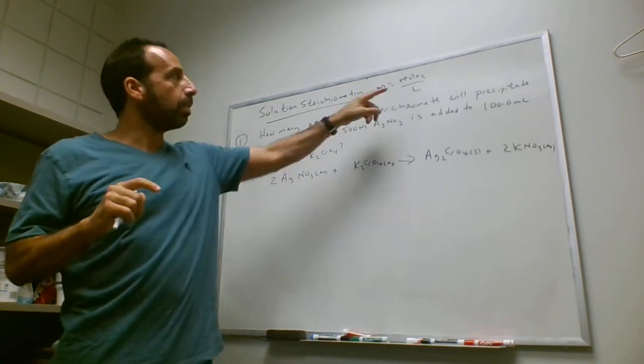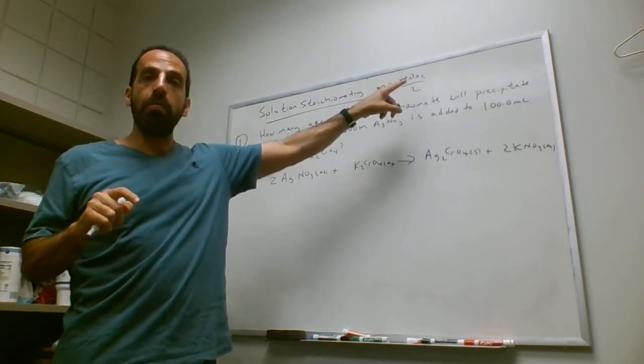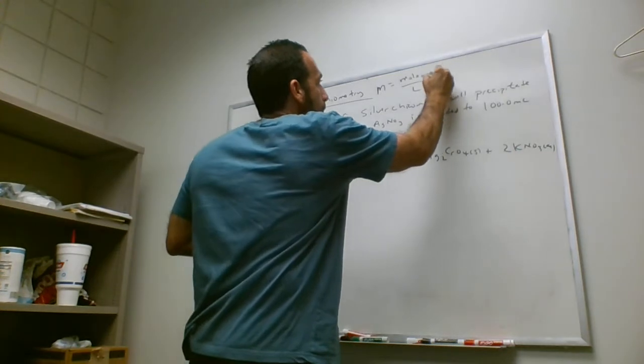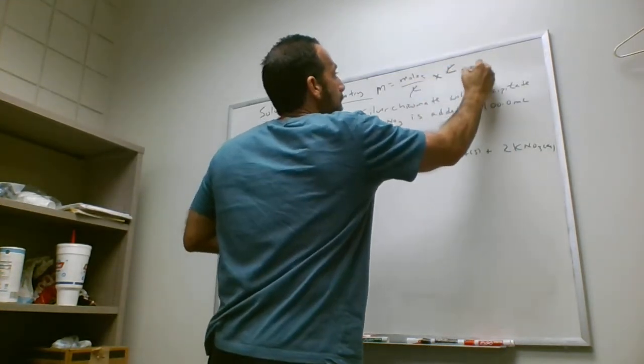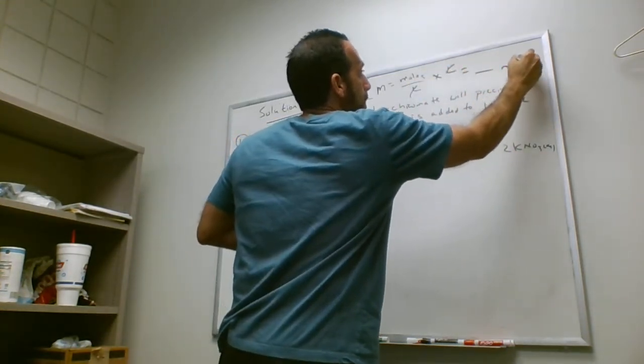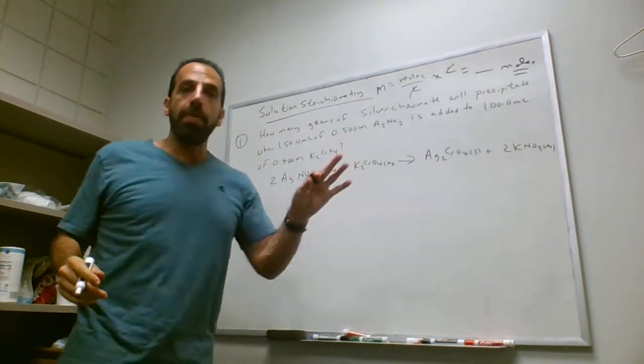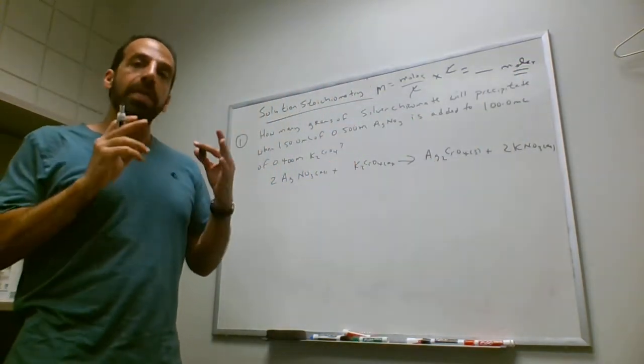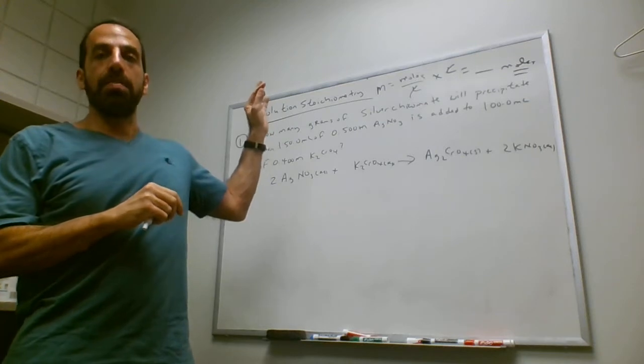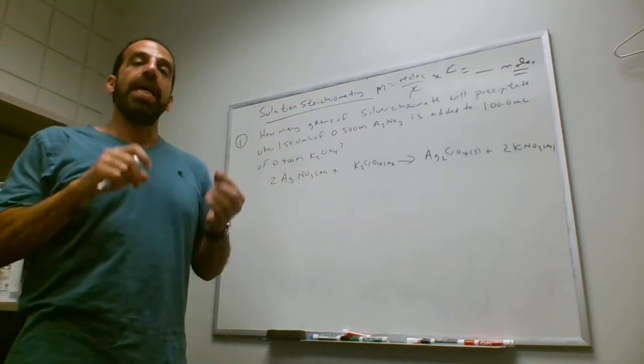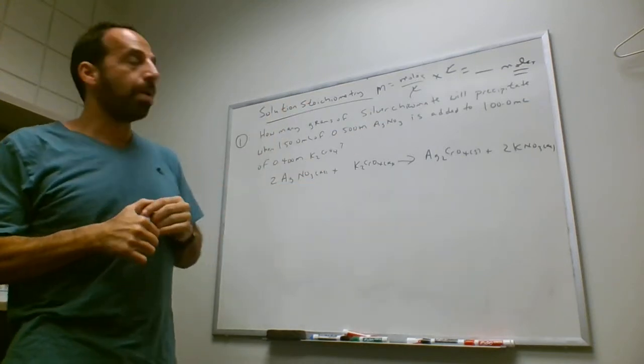In this case, we're going to multiply the molarity, which is moles over liters, by the volume in liters, and that's going to give us moles. So we always got to get to moles. In this case, it's molarity times volume in liters, and that gives us moles. So let's take a look at this problem right here.